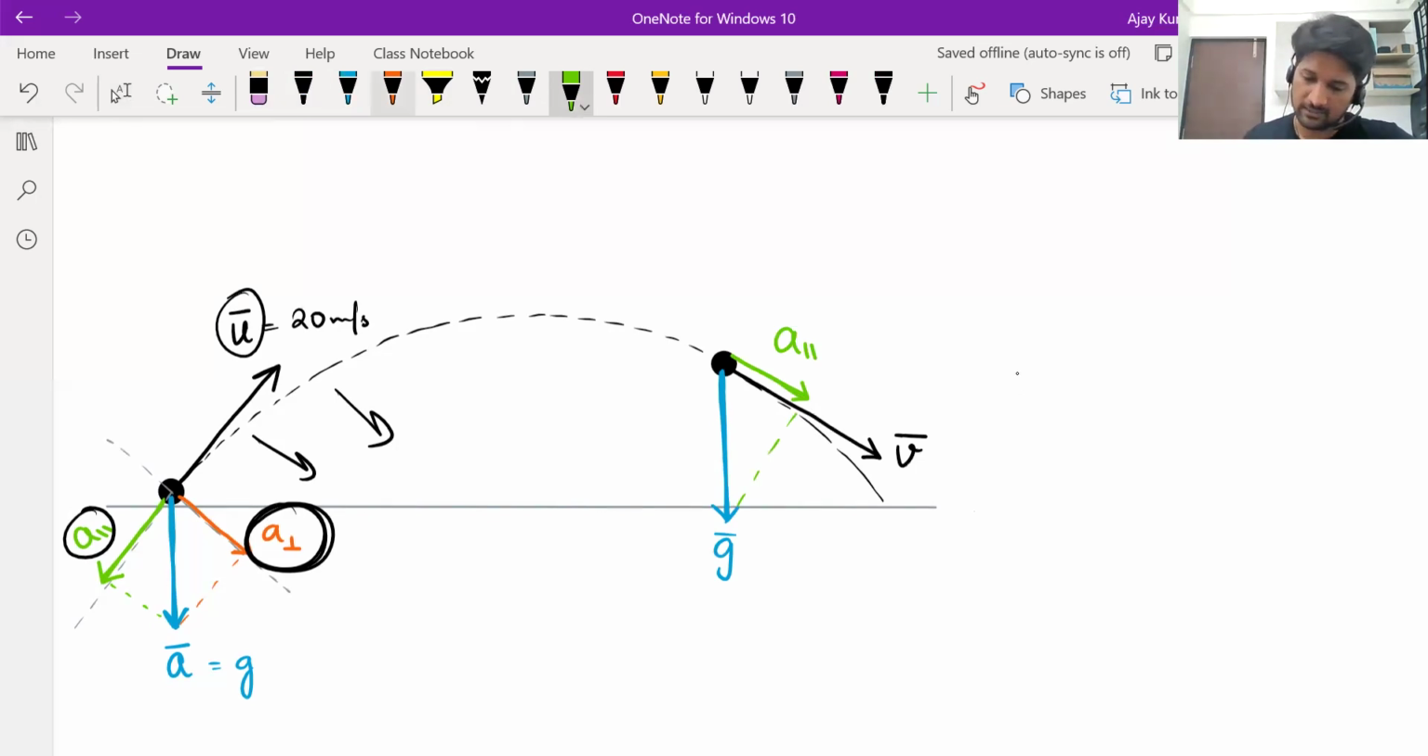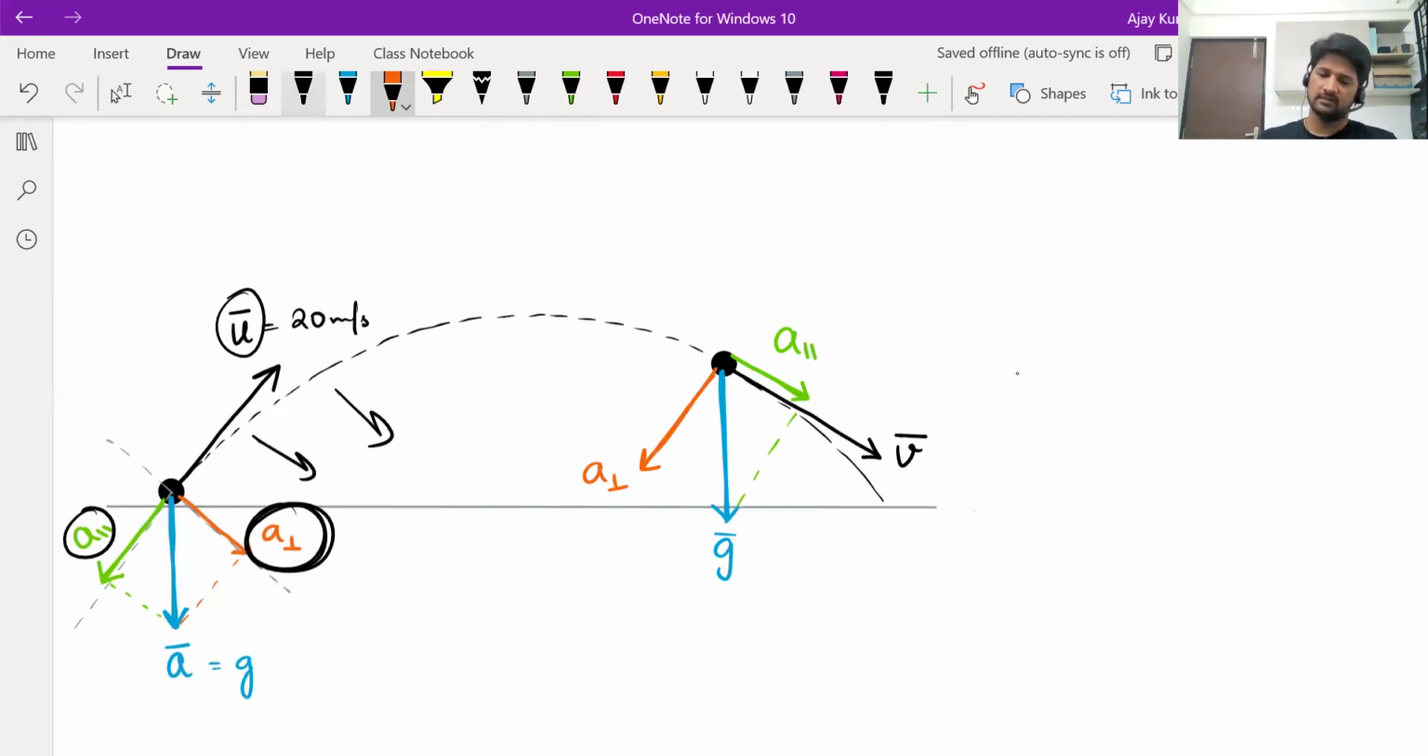And that perpendicular component, if you take, it will be like this. And because the perpendicular component still exists, the velocity will keep on rotating. That's why the path is a curve. The velocity will never continue to be in the same direction, so you won't see a straight line path anywhere. It is always a curve. So this is the acceleration perpendicular to velocity.